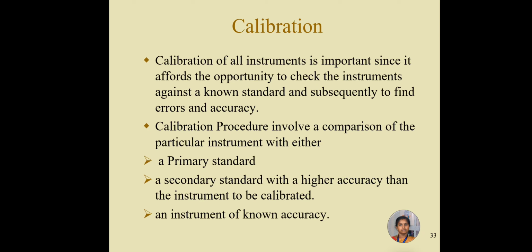Calibration is an important concept when considering measurement as well as instrumentation. Calibration of all instruments is important since it affords the opportunity to check the instrument against a known standard and subsequently to find errors and accuracy. The calibration procedure involves a comparison of the particular instrument with either a primary standard, a secondary standard, or an instrument of known accuracy. A secondary standard has a higher accuracy than the instrument to be calibrated.